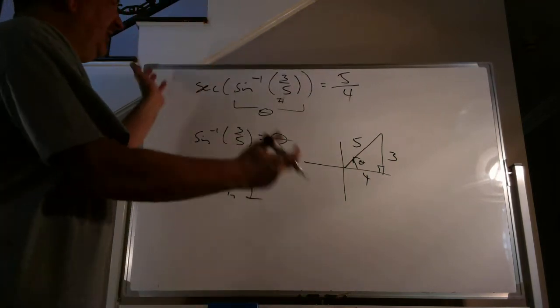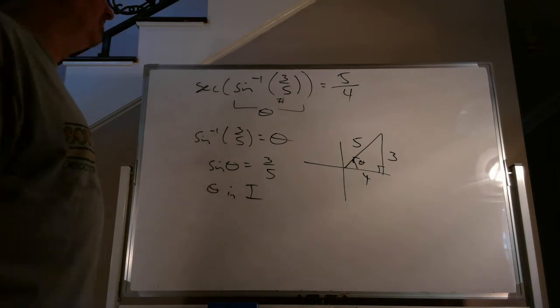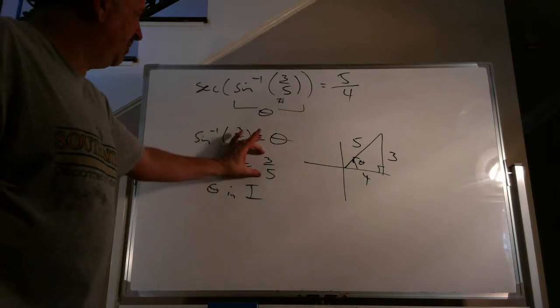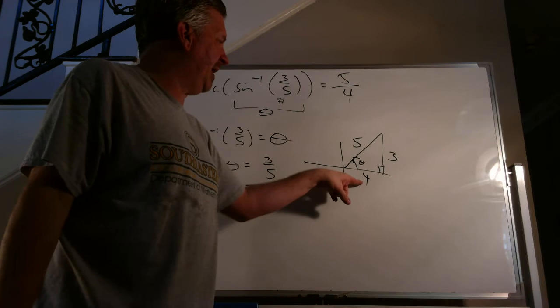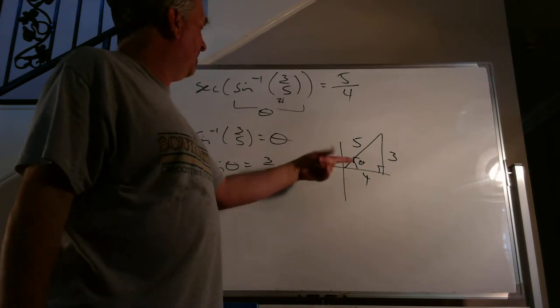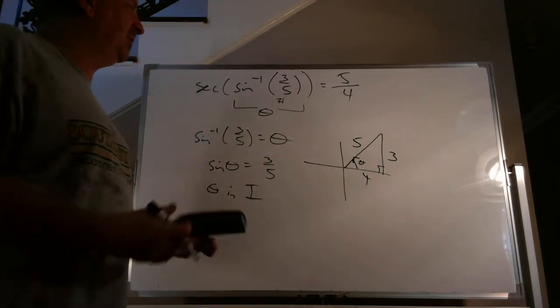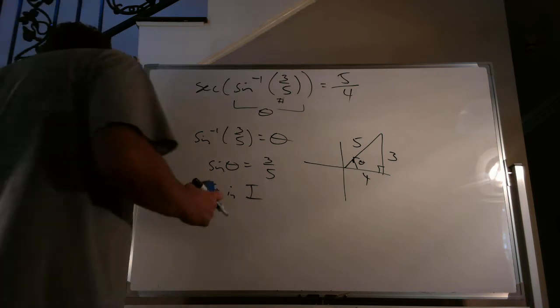So notice I never did find the value of theta, but I don't need it. I used the two numbers here to get two sides of the triangle, used the Pythagorean theorem for the third, and then just found the secant of that angle, and there you go. Okay, that's the first one.